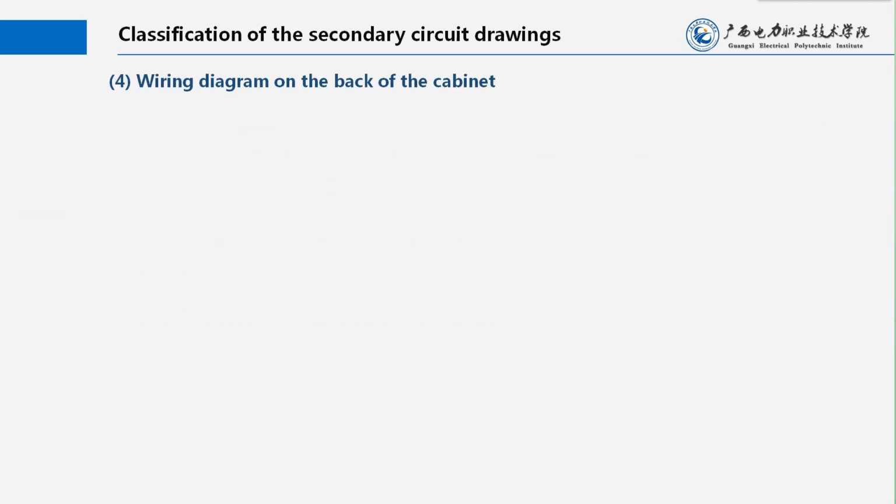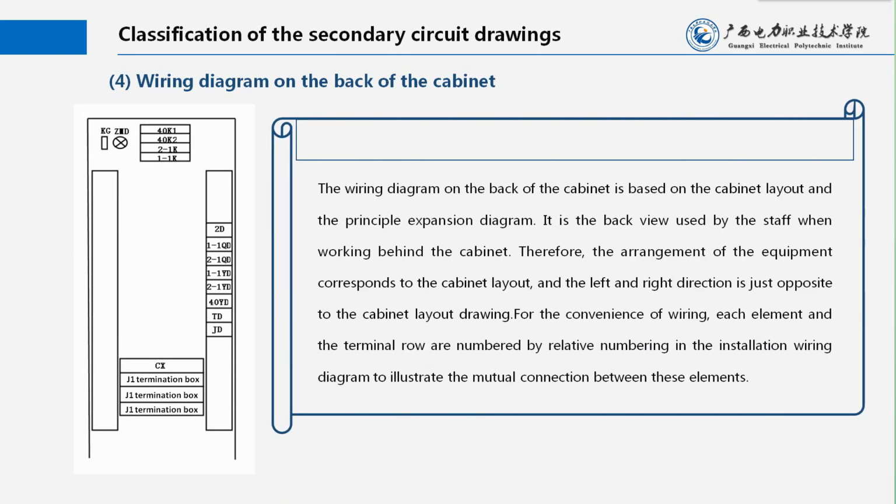4. Wiring diagram on the back of the cabinet. The wiring diagram on the back of the cabinet is based on the cabinet layout and the principal expansion diagram. It is the back view used by the staff when working behind the cabinet. Therefore, the arrangement of the equipment corresponds to the cabinet layout, and the left and right direction is just opposite to the cabinet layout drawing.